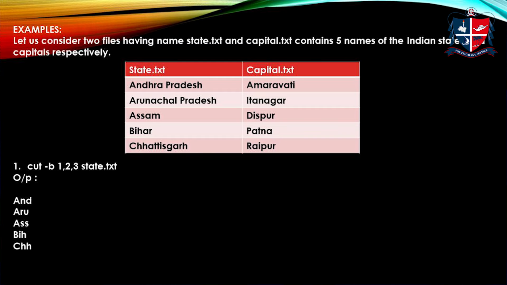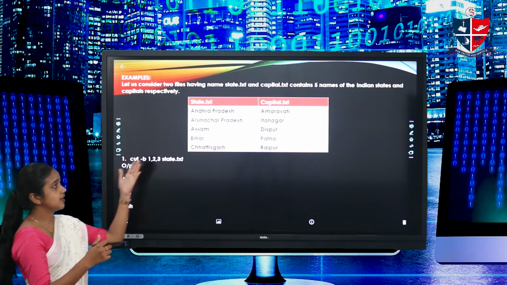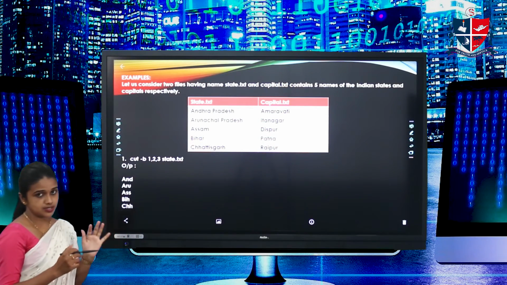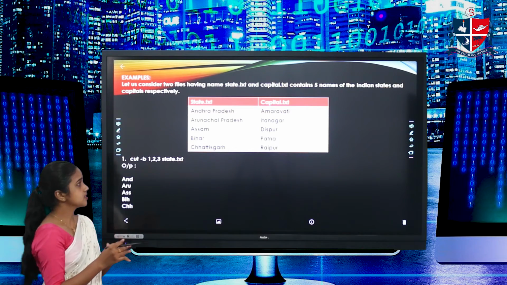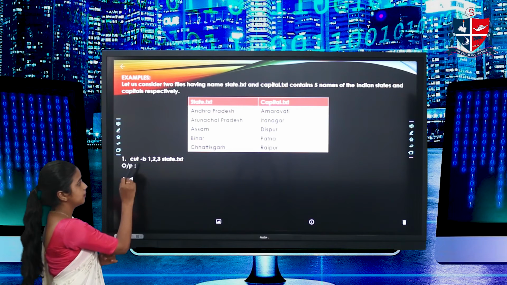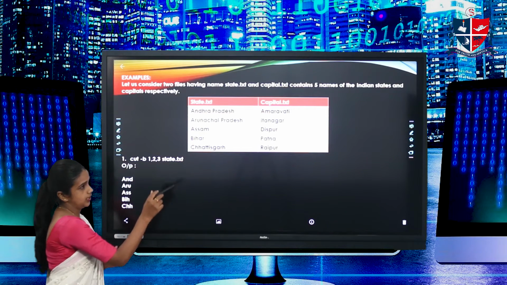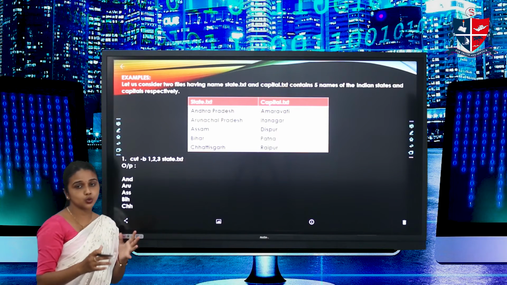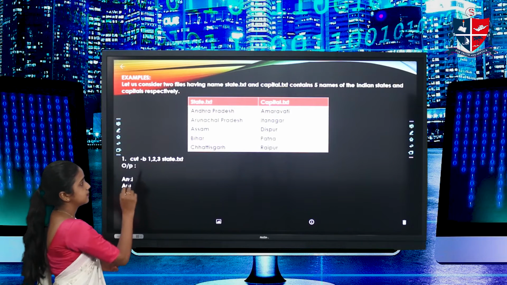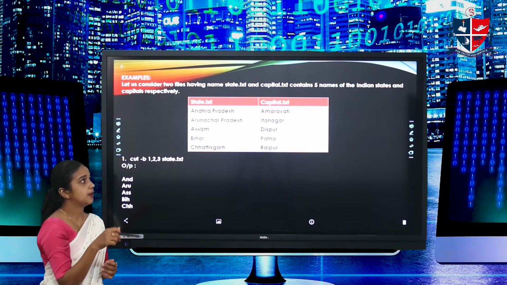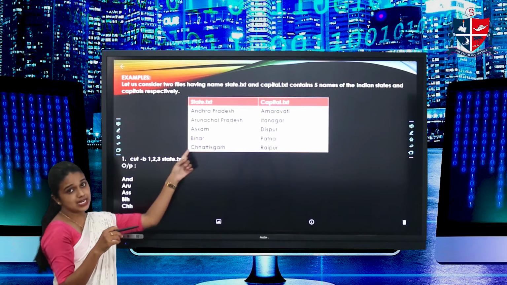So we'll see the options that can be used with the cut command with the help of examples. Let us consider two files named state and capital. The state file has 5 state names and the capital file has the corresponding capitals. The first example is cut -b 1, 2, 3 state.txt. The -b option is used to select only the specified byte positions. Here we have specified only the first, second and third bytes, which are applied to the state file.